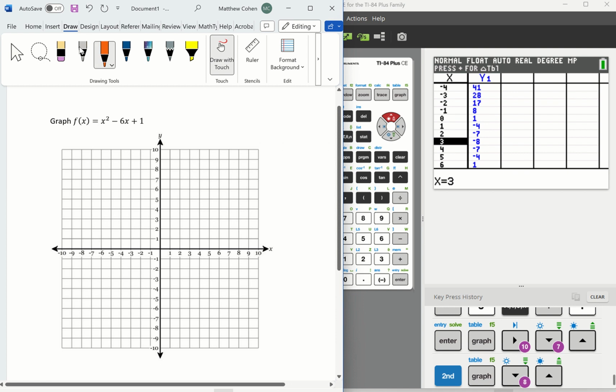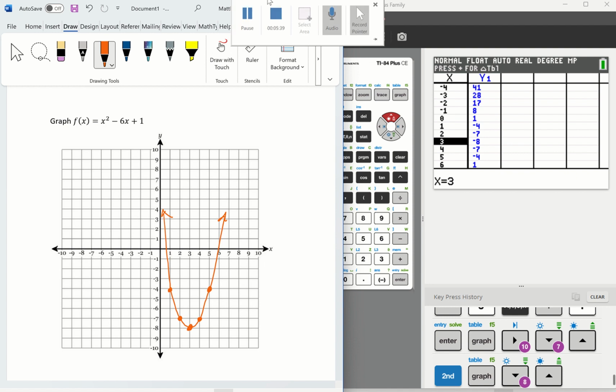So 3, negative 8 would be right here. I'm going to go to 4, negative 7. Five, negative four. And then we'll go two to the left. So two, negative seven. And one, negative four. You start to see the shape of the parabola. And so then you can fill in the rest just like that. So it's that easy. So that's the strategy, how to graph an x squared function using your calculator.